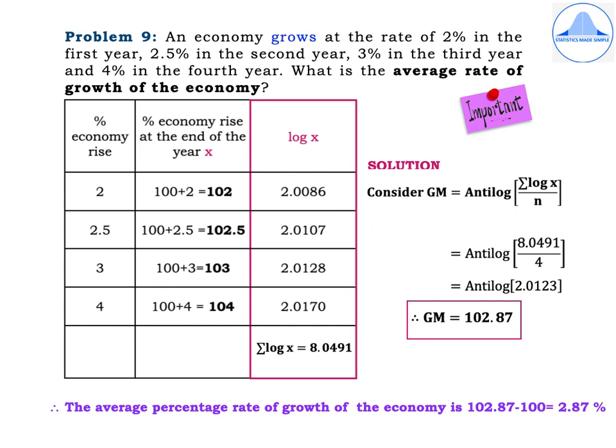Now under solution, write the formula of the geometric mean. GM is equal to antilog of summation log x divided by small n, which is equal to antilog of 8.0491 divided by 4, which is equal to antilog of 2.0123, or GM is equal to 102.87. The final conclusion is as written in purple color. Therefore, the average percentage rate of growth of the economy is 102.87 minus 100, which is equal to 2.87%, or you can just write 2.87.